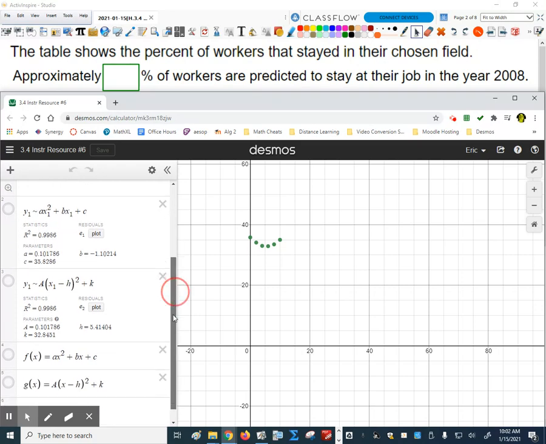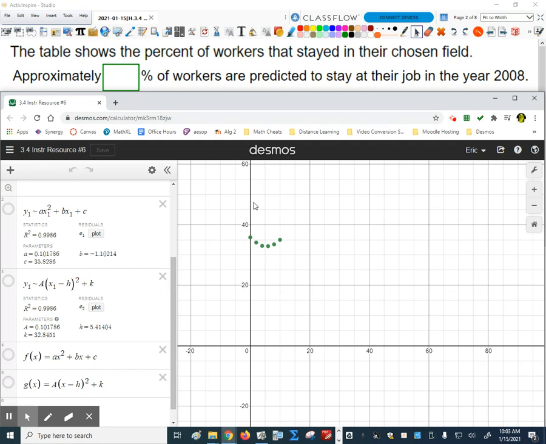We could also do it down here with a vertex form if we wanted to, right? Because I've already used the lowercase a, I used the uppercase A, but I just set this up as y sub 1 tilde A times the quantity x1 minus h squared plus k. And Desmos will pick the values of those parameters, uppercase A, h, and k, to best fit our data. And unsurprisingly, we got the same strength of correlation here, right? Because it's the same data set, and these are just two different ways of saying the same thing, a quadratic equation.